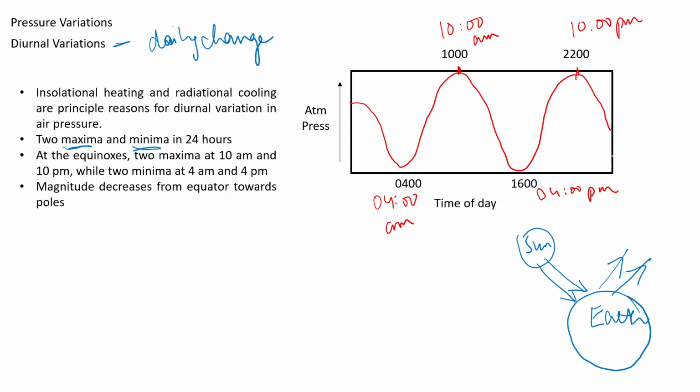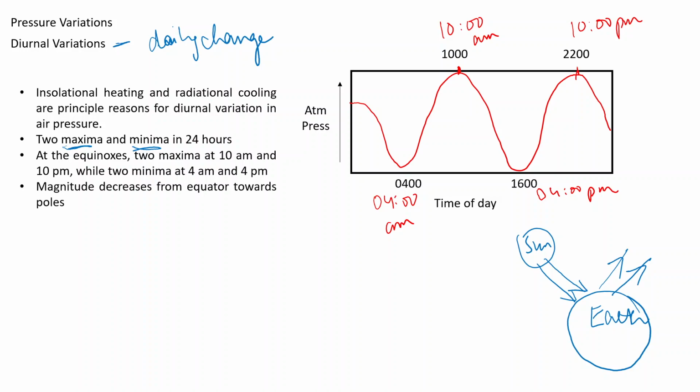This ideal condition of variation in the diurnal pressure at 10 a.m. and 10 p.m. and 4 a.m. and 4 p.m. occurs normally at equinoxes, but every day the maxima and minima are observed closer to these values. So in the morning at 4 o'clock and evening 4 o'clock we get the minimum pressure, while in the morning 10 o'clock and later in the night at 10 p.m. we get the maximum pressures.